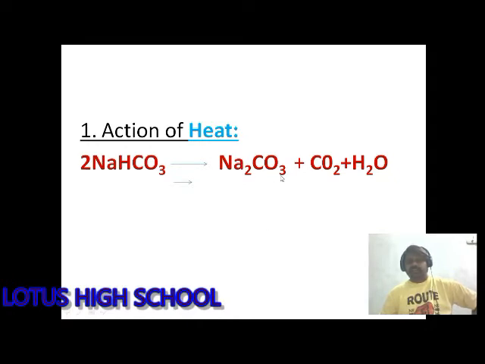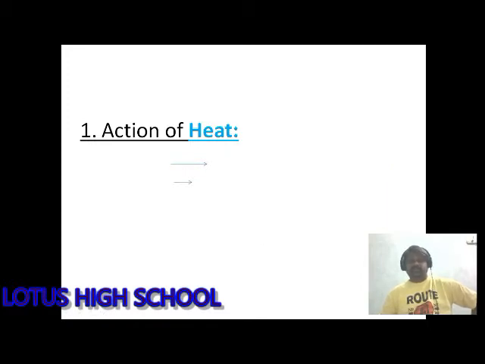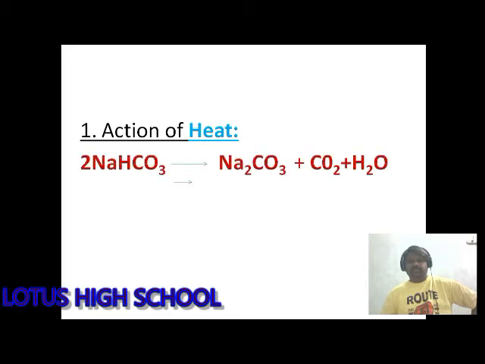So this Na2CO3 is sodium carbonate, CO2 is carbon dioxide gas, and H2O is water. So, you are giving heat. When you give heat, the carbon dioxide gas comes out of the test tube and mixes in the atmosphere.